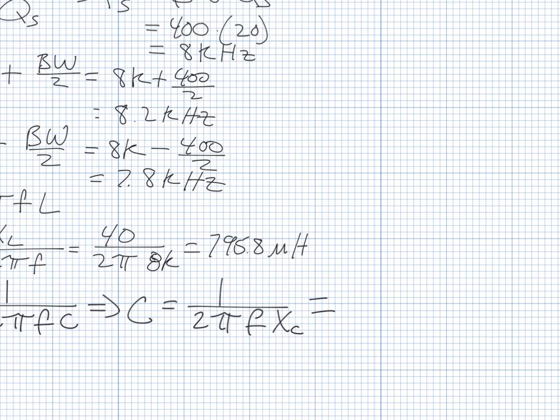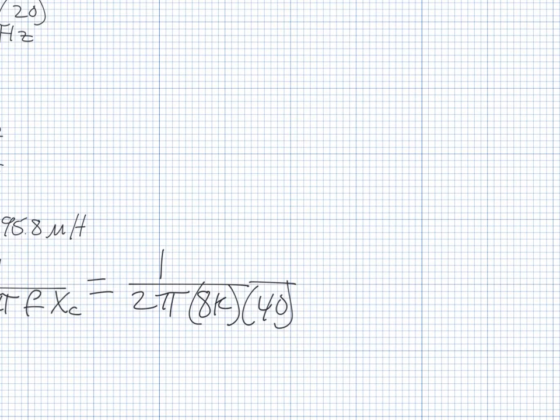Anyways, so we're going to go ahead and plug the values in here. So we have 2 pi, and the resonant frequency was 8K, and the reactance was the same as the reactance for the inductor, so that was 40. I've got to remember to change that when I do that. When we multiply this all out, divide it out, we get 497.4 nanofarads.